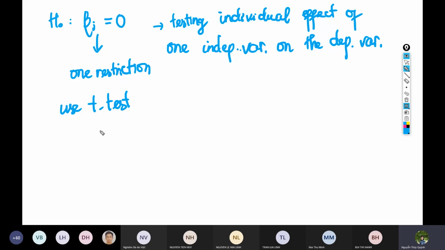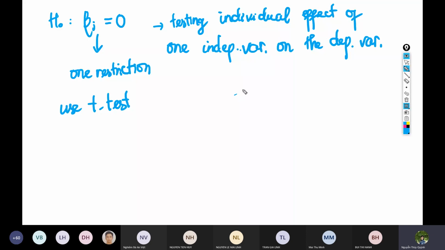Now today we will start our lecture with the test of multiple restrictions in the null hypothesis. Which means that we will test the joint effect, not the individual effect of one independent variable, but the joint effect of many independent variables on the dependent variable. So what is the joint effect? Last time we talked about the explanation of each individual independent variable on the dependent variable.